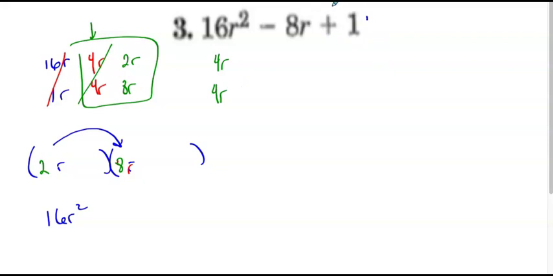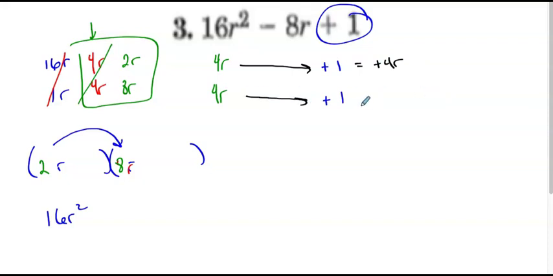Well, the last number is positive 1, and that I love because the only two factors of 1 are 1 and 1. So either positive 1 and positive 1 or negative 1 and negative 1, right? Because a positive 1 times a positive 1 is a positive 1, and a negative 1 times a negative 1 is also positive 1. So if I do 4r, so I'm going to get rid of these for a second. And if I do 4r times positive 1, I get a positive 4r.